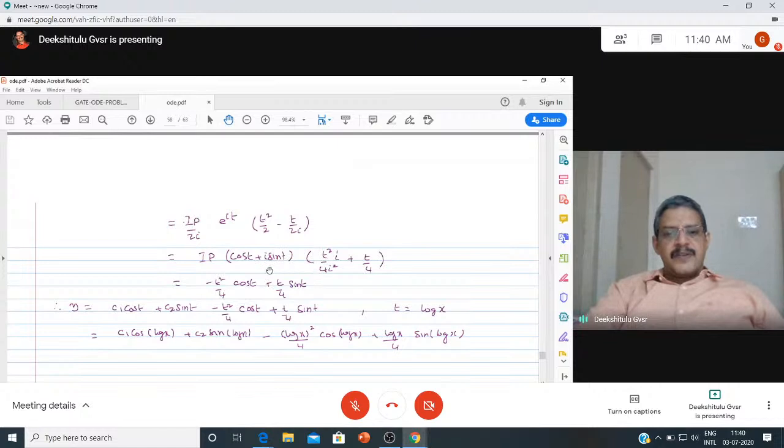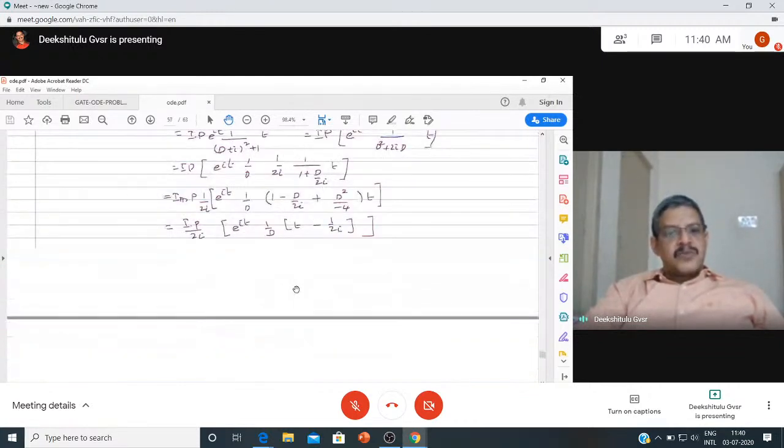And for the second function, the imaginary part is sin t, this imaginary part into this real part, sin t into t by 4. So this is your y p now, because we have compared imaginary parts on both sides. So this is your y p. So y is equal to c1 cos t plus c2 sin t minus t square by 4 cos t plus t by 4 sin t.